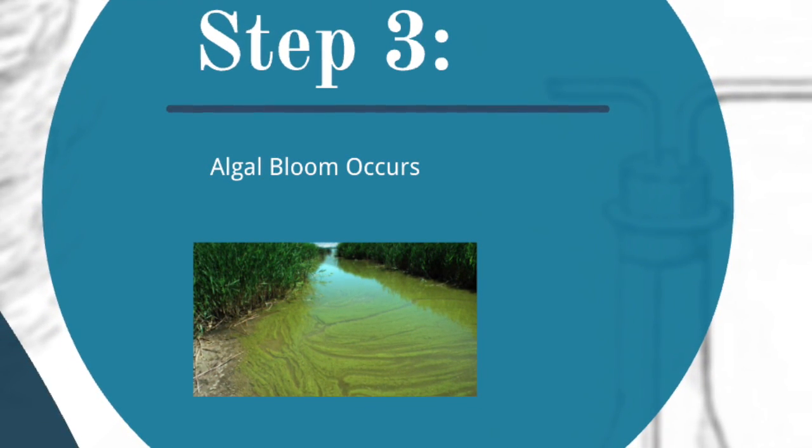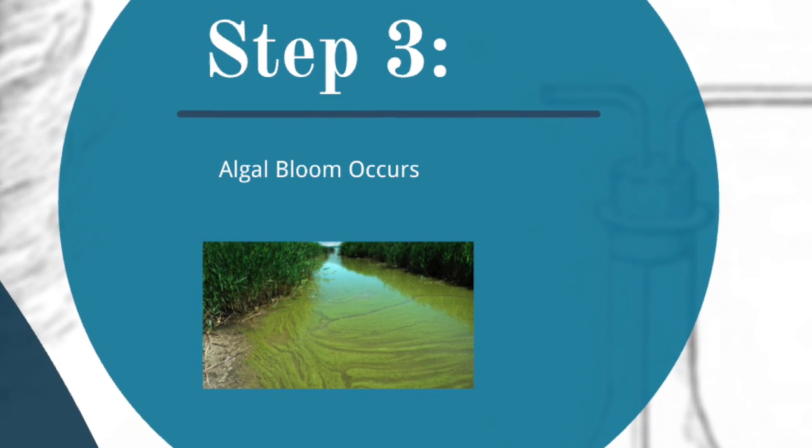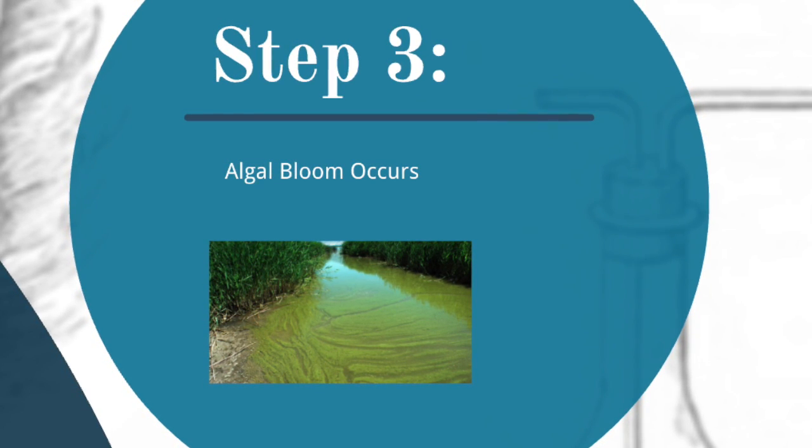With the third step, since the algae begins to bloom, there is a high level of nutrients in the water, and the algae begins to grow very fast, which leads to an overgrowth of algae, also known as algal blooms.